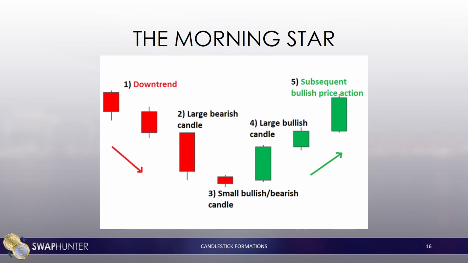Secondly, we need to identify a large bearish candle, a very large drop at the end of this downtrend. The large bearish candle in this case is the result of very strong selling pressure and a continuation of the existing downtrend. At this point, traders should only really be looking at short trades, sell trades, as there is no evidence of any reversal in the trend yet.